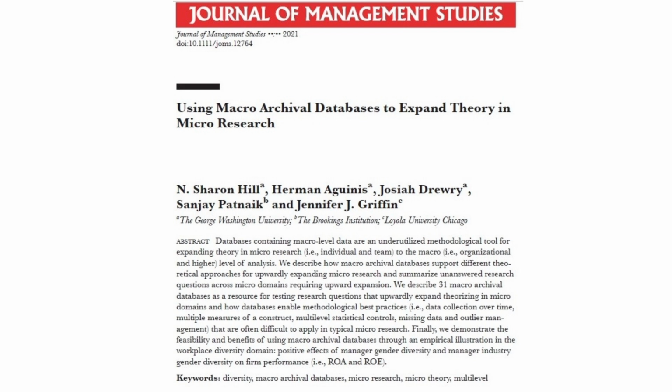Well, there's this thing called macro archival databases. They're these huge collections of data. So we're not talking about a simple spreadsheet here. No, not at all. This is serious data. Think organization level, industry level, even country level.